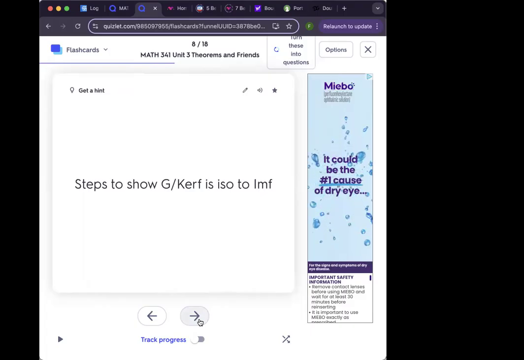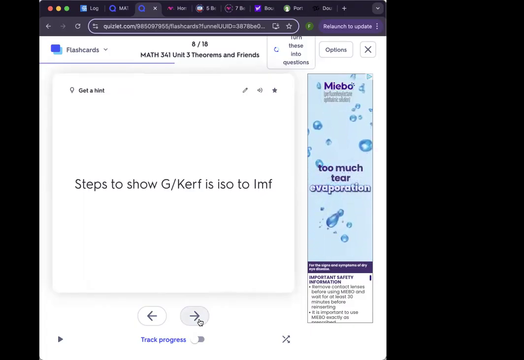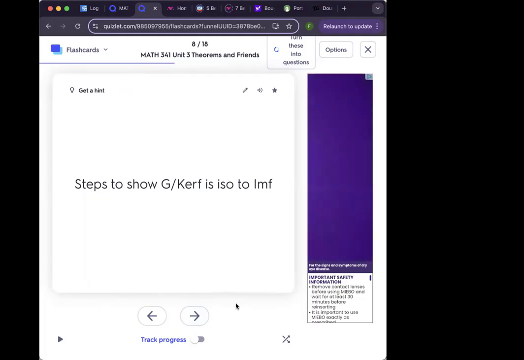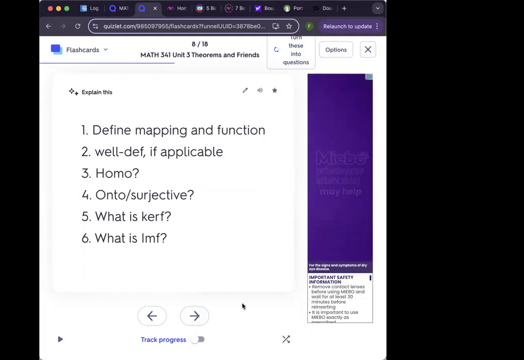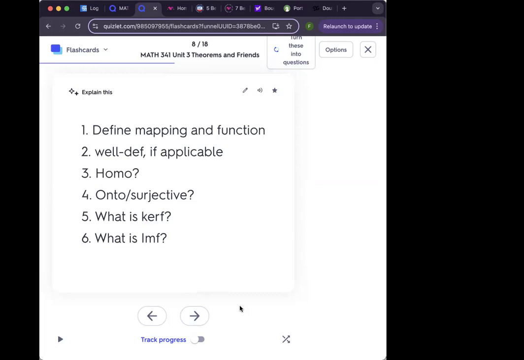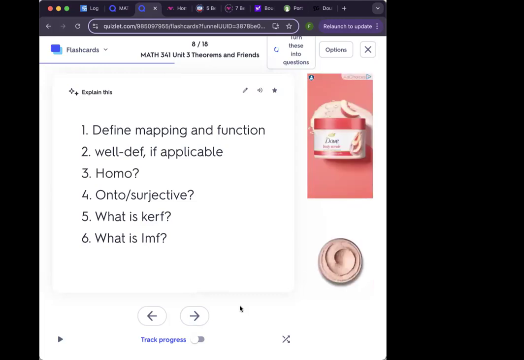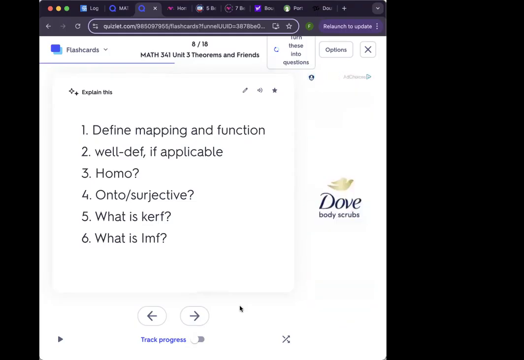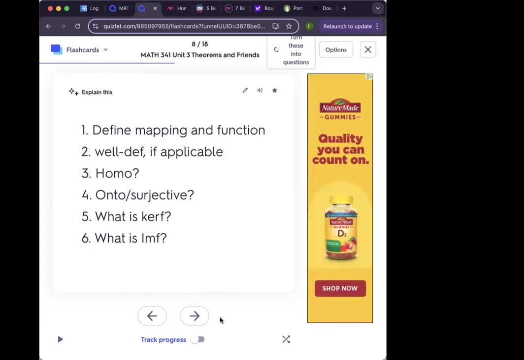Steps to show the first isomorphism theorem, or that G mod kernel is isomorphic to the image of F. First, we define our mapping and function, and then check that that function is well defined, if applicable, like I mentioned before. Is it a homomorphism? Is F onto, surjective? We define our kernel and we define our image.